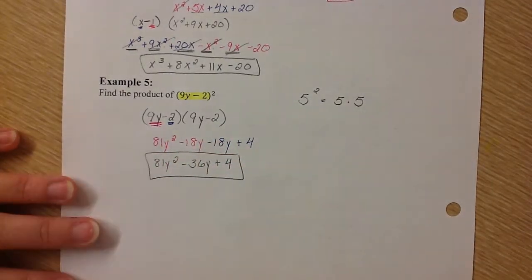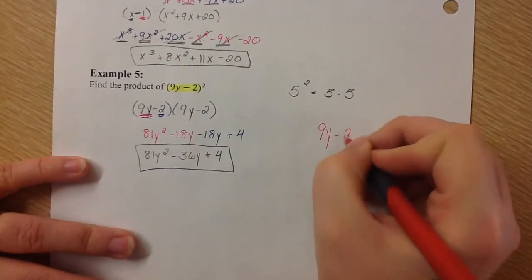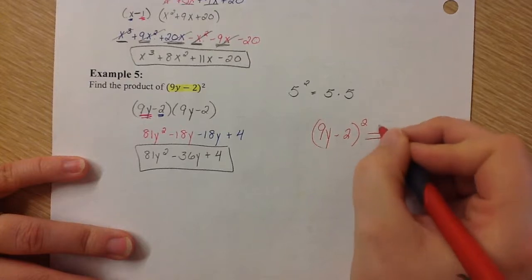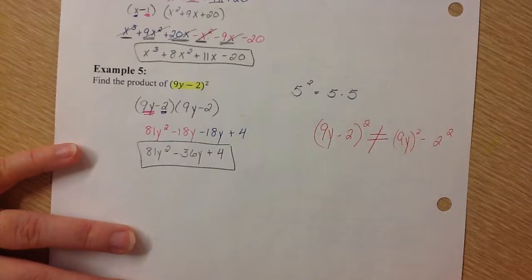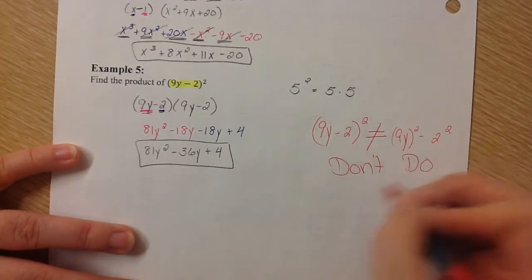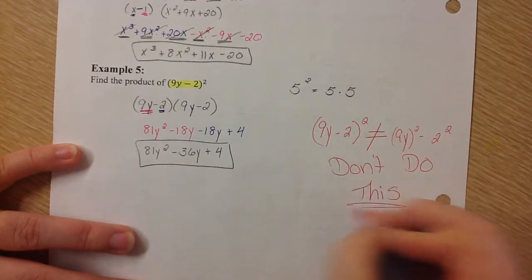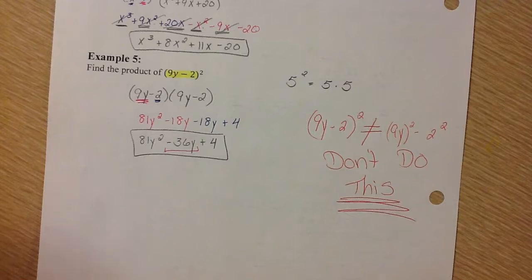Okay, so again, just a word of caution, and we'll do a big bold thing here. 9y minus 2 to the second is not equal to 9y squared minus 2 squared. Okay, not equal. Don't do this. It happens every year over and over and over again. I have it written up by my clock in my room so we don't forget. We have to take it times itself, because if not, we don't get that middle term. What ends up happening is this guy right here ends up getting left out.